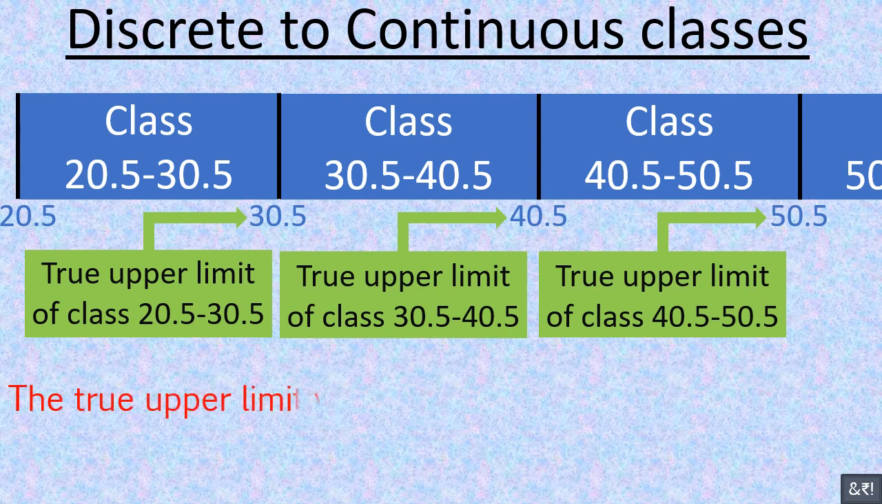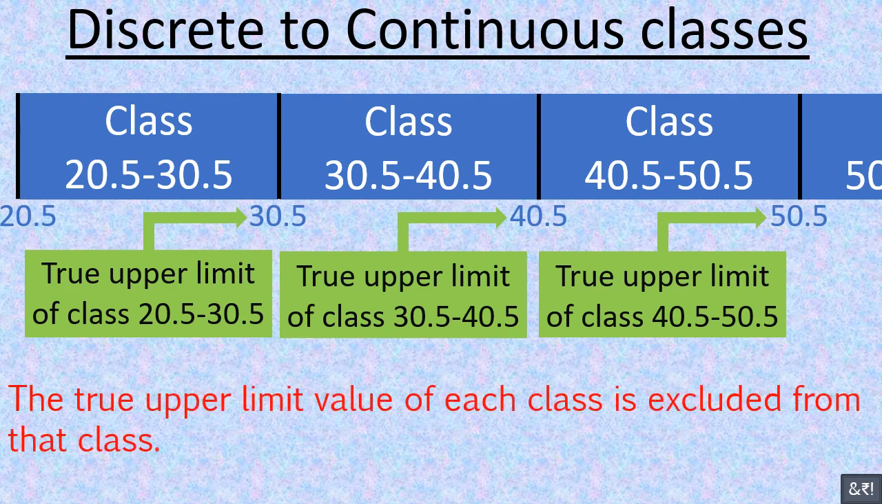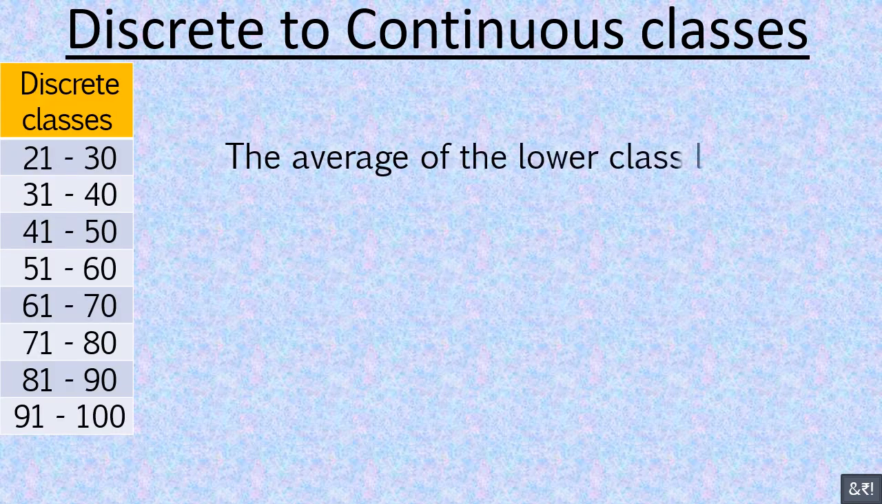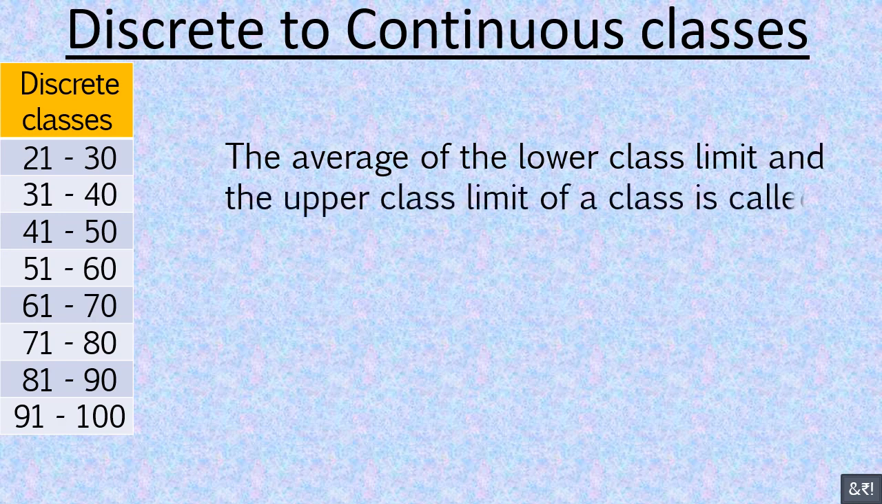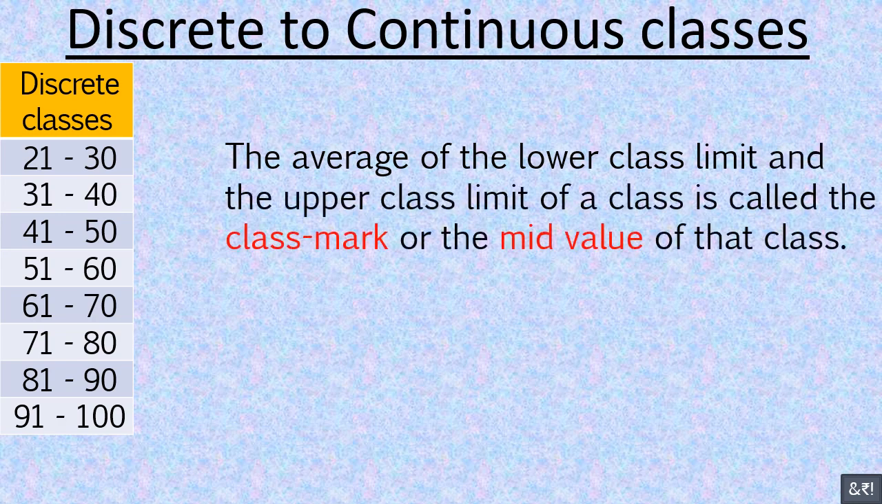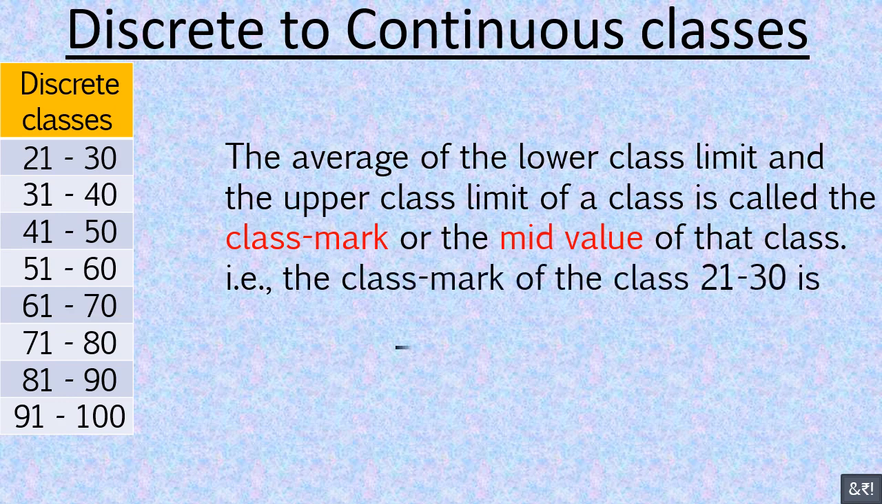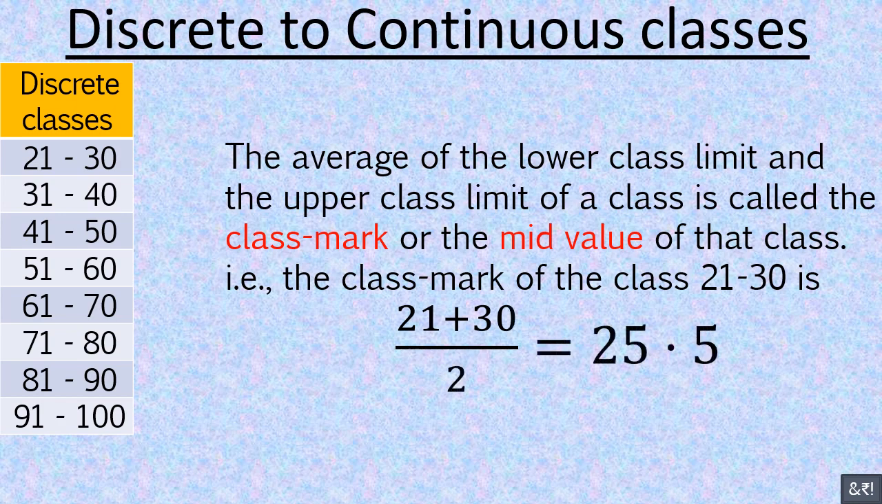The true upper limit value of each class is excluded from that class. The average of the lower class limit and the upper class limit of a class is called the class mark or the mid-value of that class. That is, the class mark of the class 21 to 30 is 21 plus 30 divided by 2 equals 25.5.